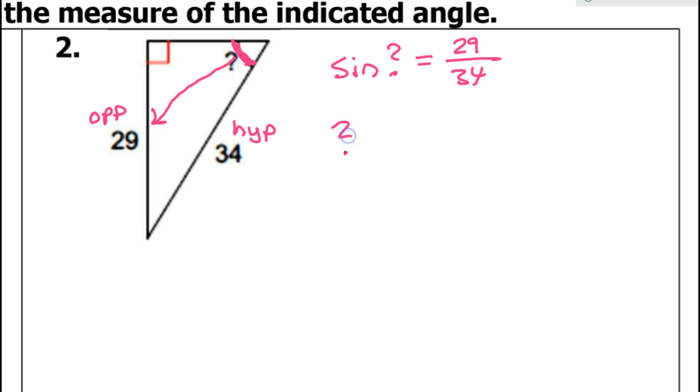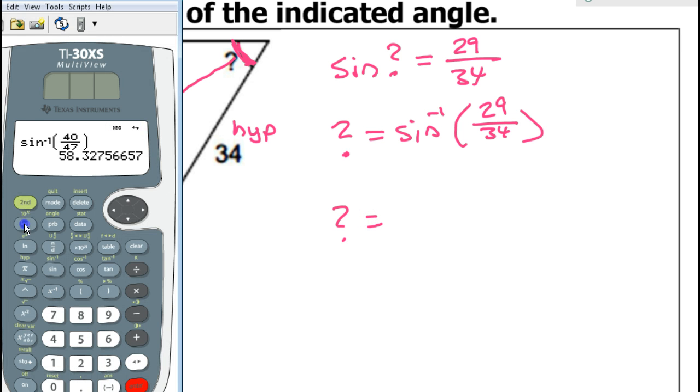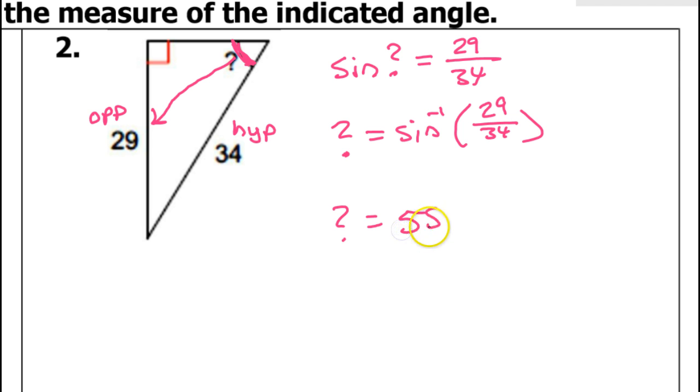So if you want the angle, you need to do the inverse trig function. So inverse sine of 29 over 34. And then you just put that in your calculator. So second sine, that's inverse sine, 29 over 34. So that's 58.533 degrees.